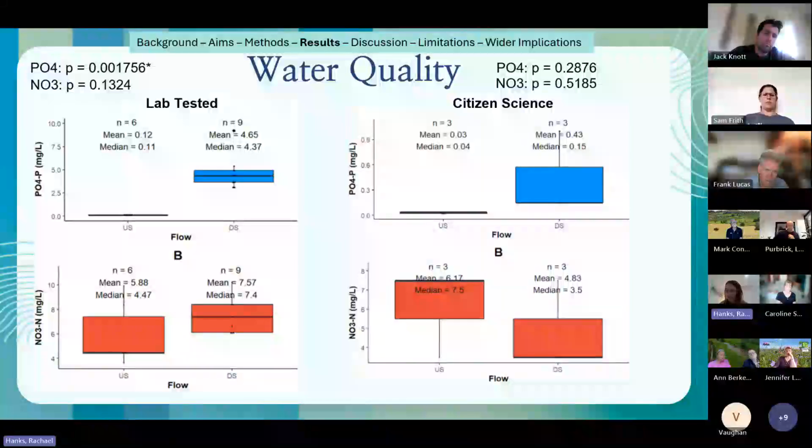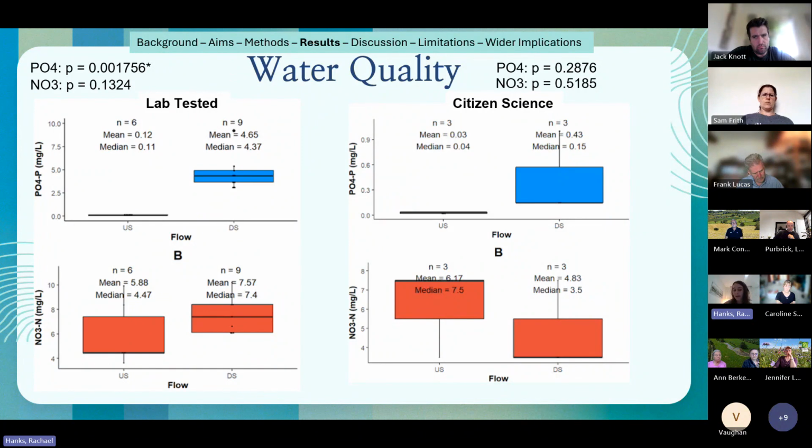Whereas the citizen science only goes up to 0.9. There is a reason for that. I'll bring it up in a minute. But my main findings here were that phosphates were significantly elevated by a lot. You can barely even see the upstream bar chart in that graph I've got displayed there because it was so small compared to the downstream levels. But it was significantly elevated.